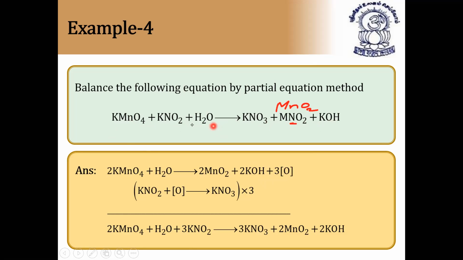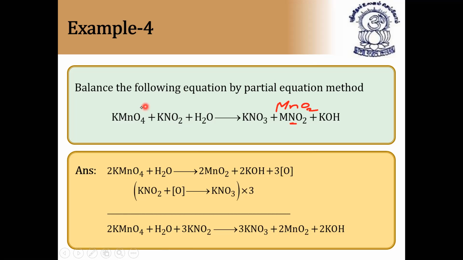So one more oxygen is less, but here 2 KMnO4. So automatically it becomes KNO2 plus nascent oxygen into KNO3, into 3. So the final equation becomes 2 KMnO4 plus H2O plus 3 KNO2 gives 3 KNO3 plus 2 MnO2 plus 2 KOH. So this nascent oxygen is the key factor to multiply. So automatically you'll get the answer. I hope it is clear.